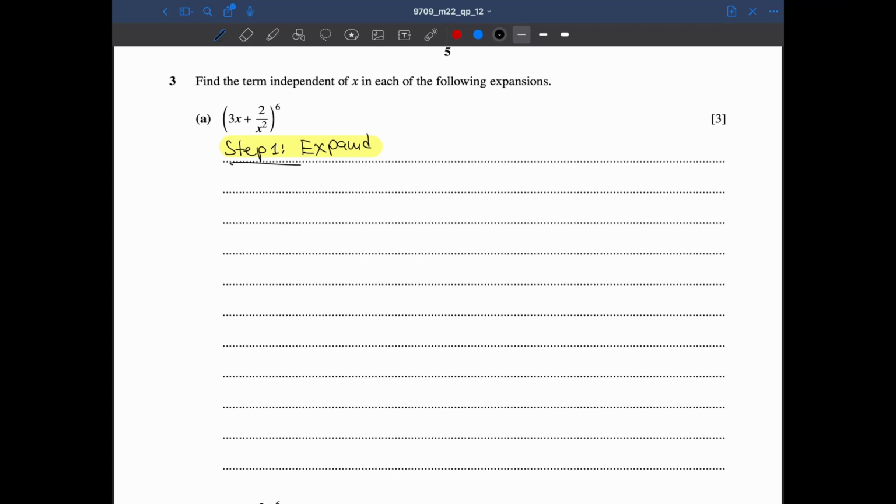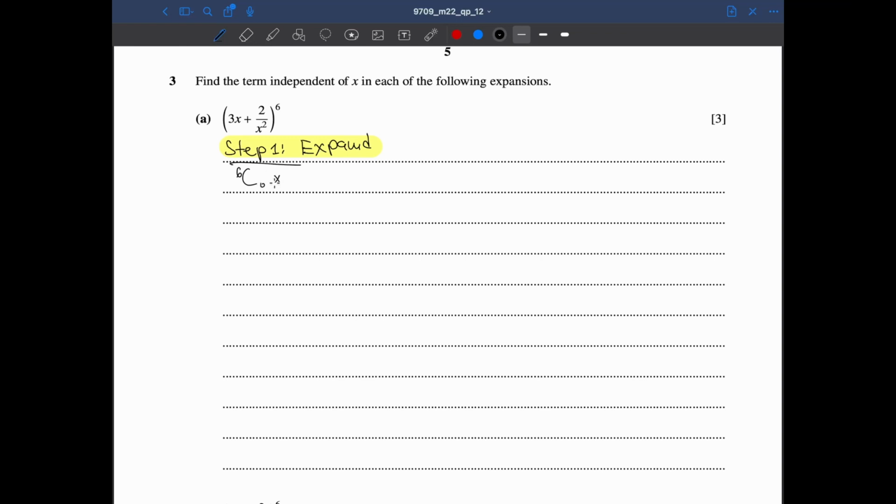So in the first expansion, we'll have 3x. The 3x will have a power 6, and 2 over x squared will have a power 0, so that's not going to work. Then 3x power 5, that's not going to work either. Then 3x power 4. Nope. 3x power 3. Nope. Let's just expand, because the first method, the doing in your head method, can be quite confusing for some people. So let's actually expand.